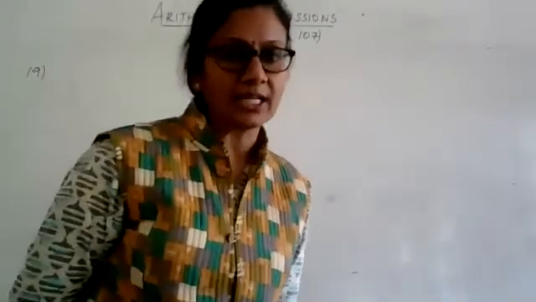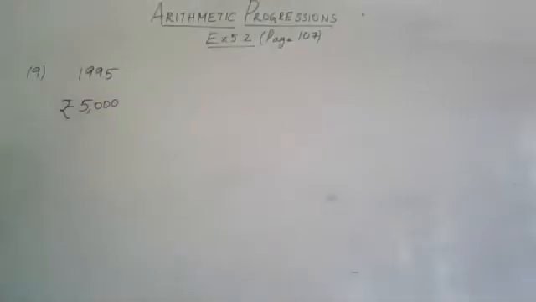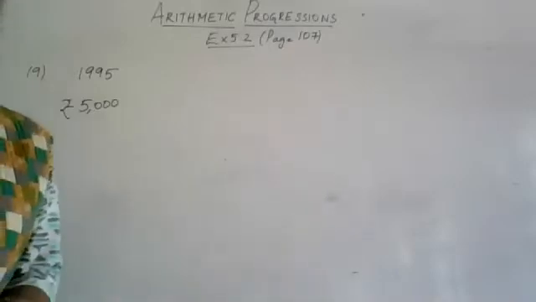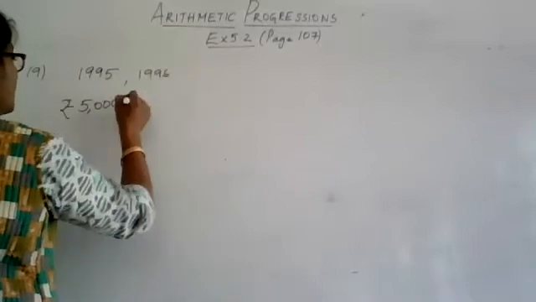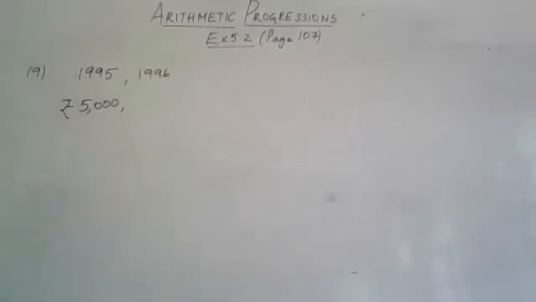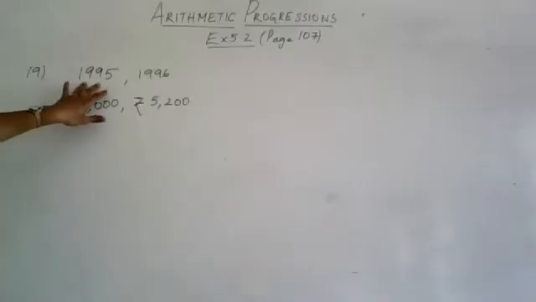Why do you think the condition is leading us towards an AP? Because he starts in 1995 with a salary of rupees 5,000. Alright, then every year there is an increment of 200 rupees. So in 1996, what would be his salary? 5,200. Yes, it will be 5,200 because he has got an increment after the first year is complete.